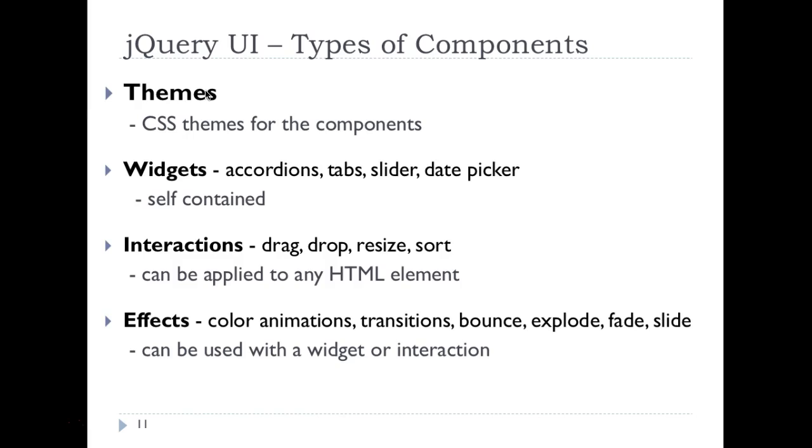It also has interactions like drag, drop, resize, or even sort. You can sort table elements, for example. Think of a table of data, and if you want to sort by alphabet, you can implement the jQuery UI sort functionality. It also has effects where we can animate, have a transition, have a bounce, explode, fade, slide, all sorts of movements that can be used with any interaction. Again, we want to know that this is available and be able to use it. However, we also want to be sure that we're not distracting.